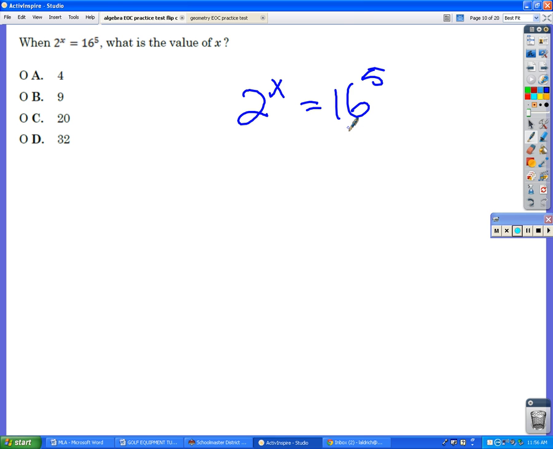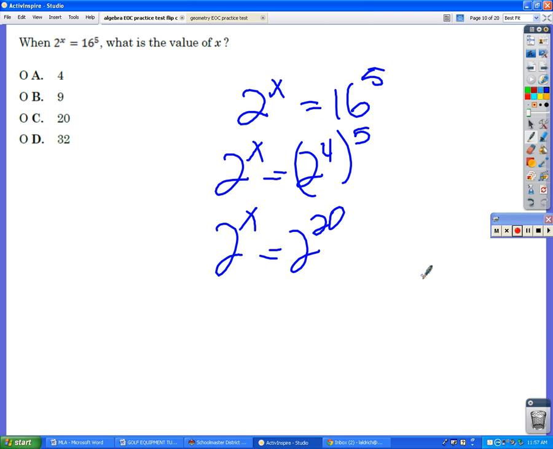2 times 2 is 4, times 2 is 8, times 2 is 16, right? So 2 to the 4th equals 16. All I did there is I took the 16 and rewrote it as 2 to the 4th. Then if you go to your rules of exponents, what do you do when you have a power to a power? Multiply it. So 2 to the 4th to the 5th is really 2 to the 20th. So if 2 to the x equals 2 to the 20th, x has to be 19.